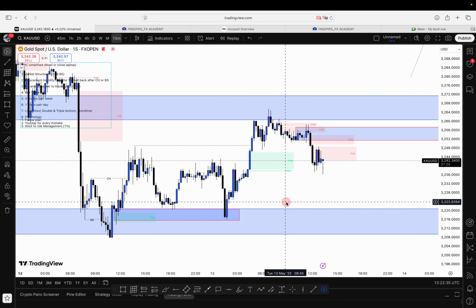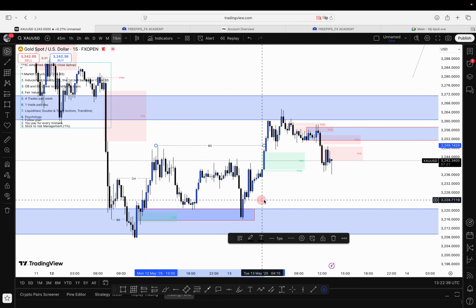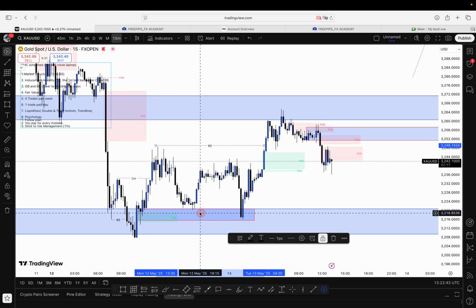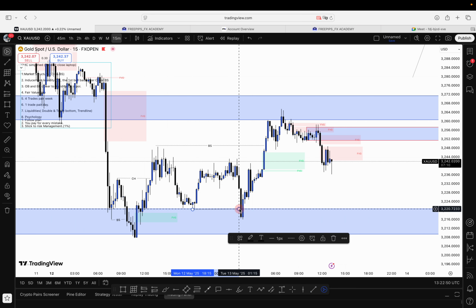You see, for now we have what we call the break of structure here. Have you seen? Here is a break of structure. So there is what we call sweep of liquidity. After an inducement was taken, it's called sweep of liquidity.